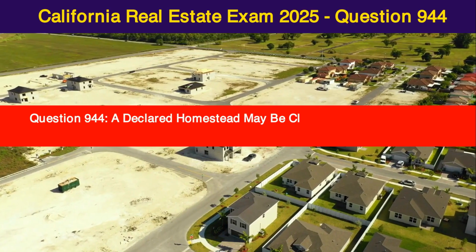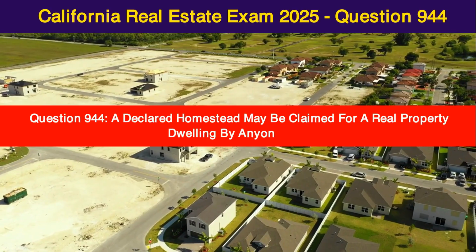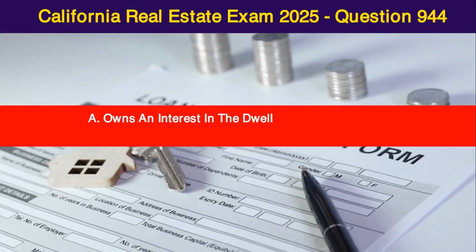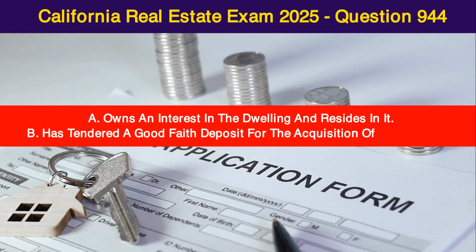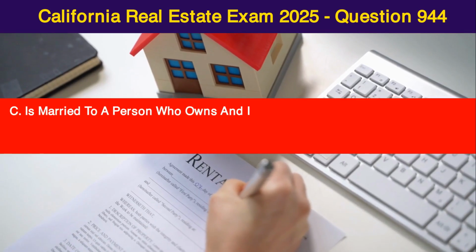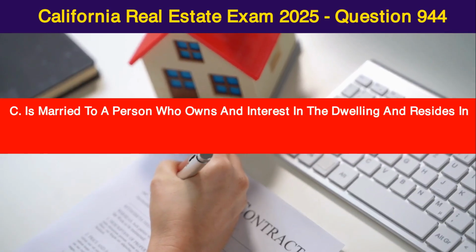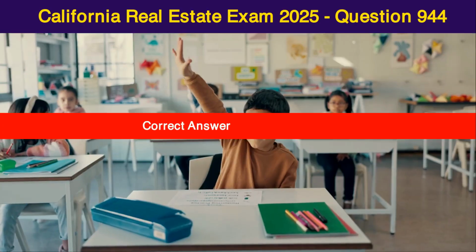Question 944. A declared homestead may be claimed for a real property dwelling by anyone who: A. owns an interest in the dwelling and resides in it, B. has tendered a good faith deposit for the acquisition of the dwelling, C. is married to a person who owns an interest in the dwelling and resides in it, D. either A or C. Correct answer is D.